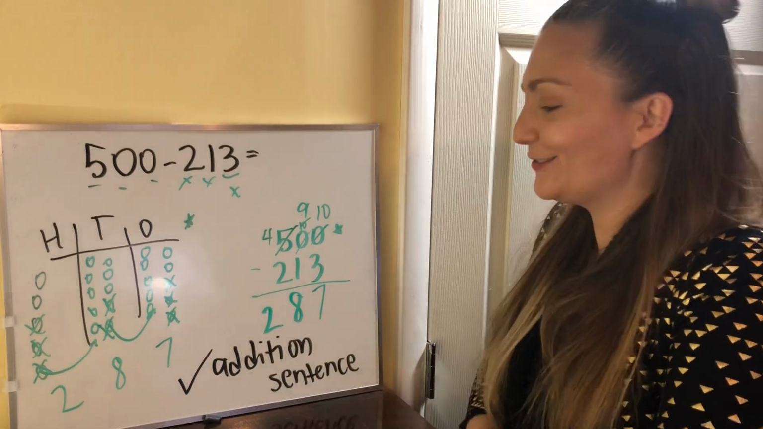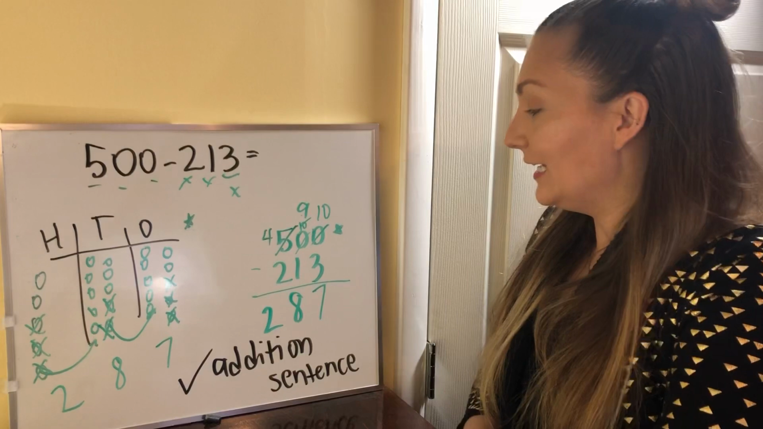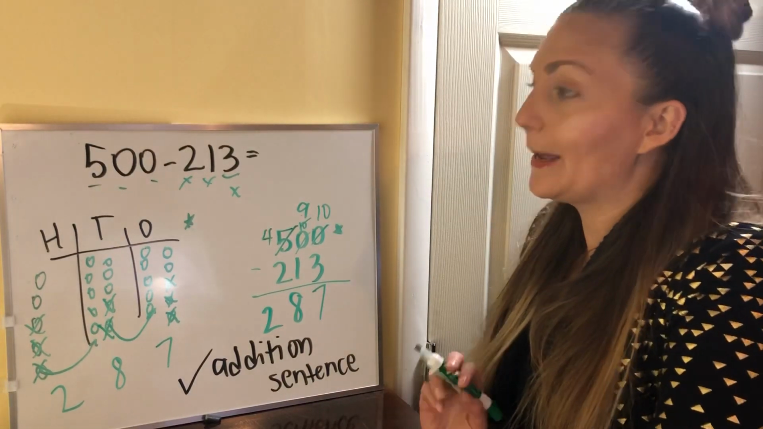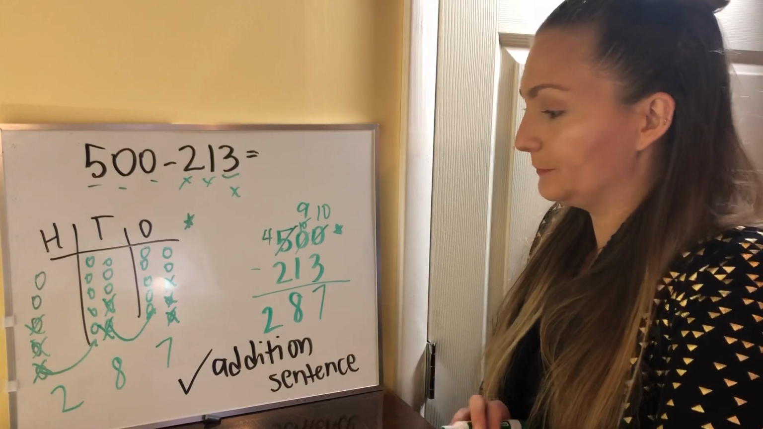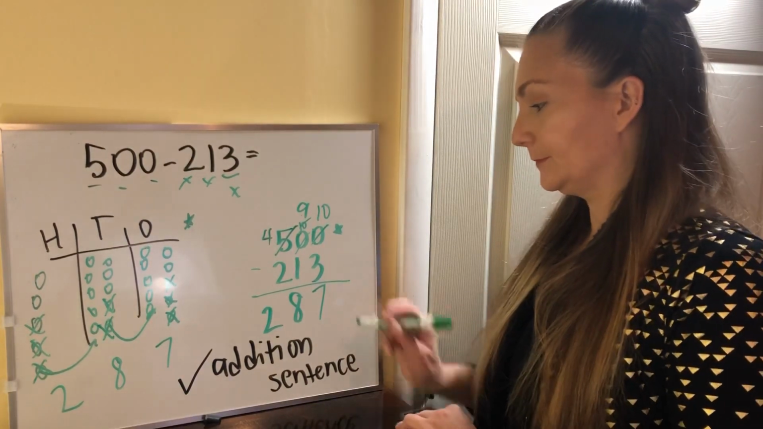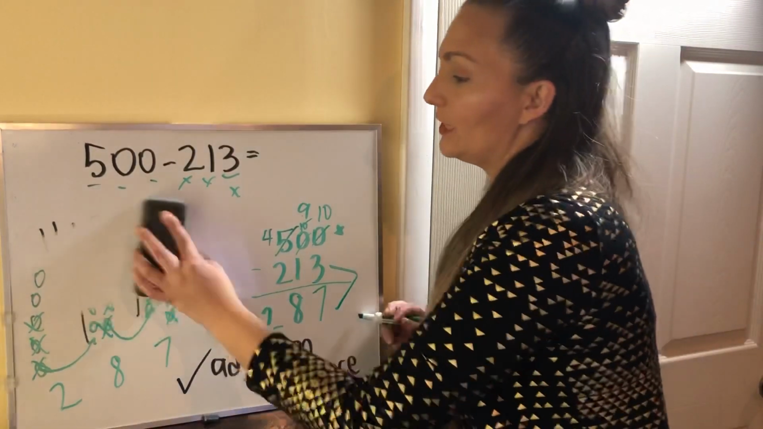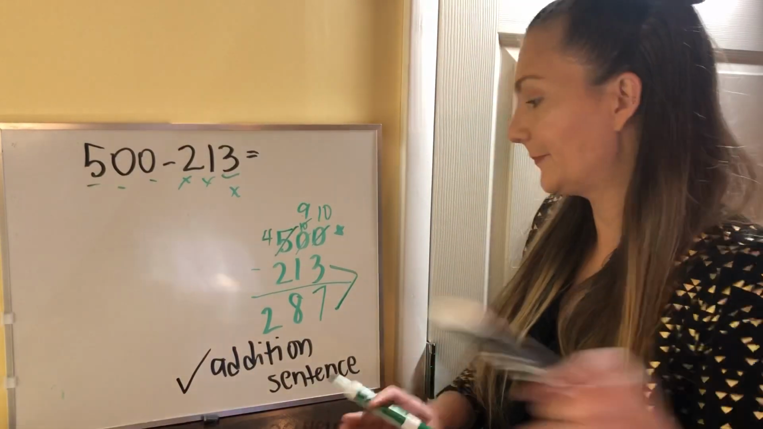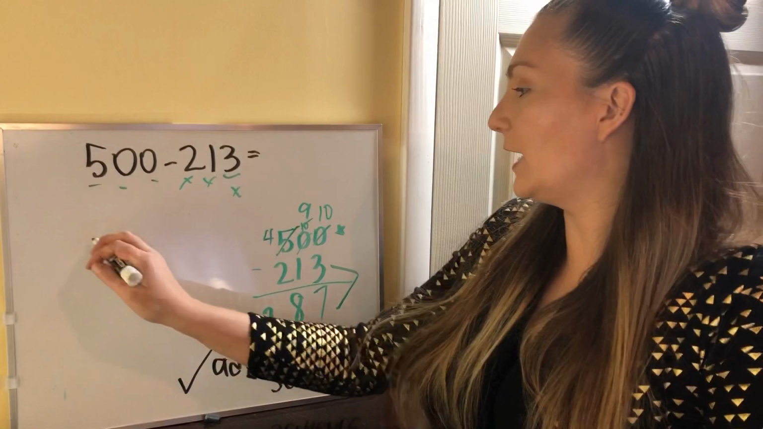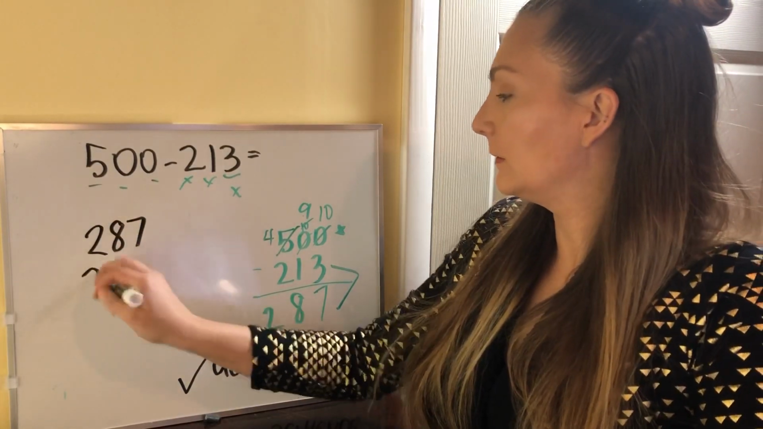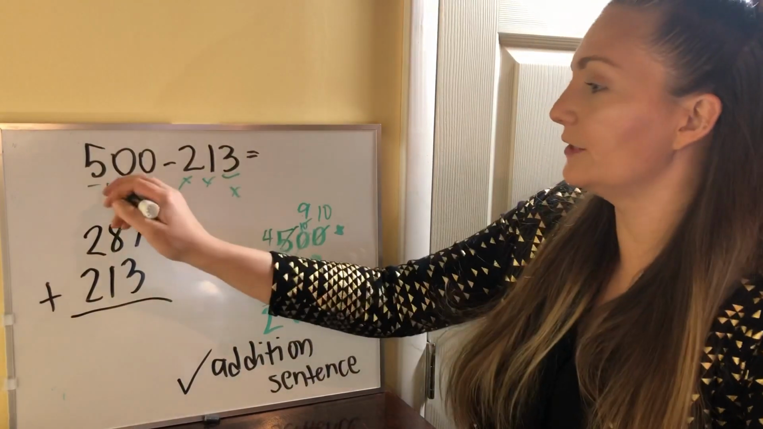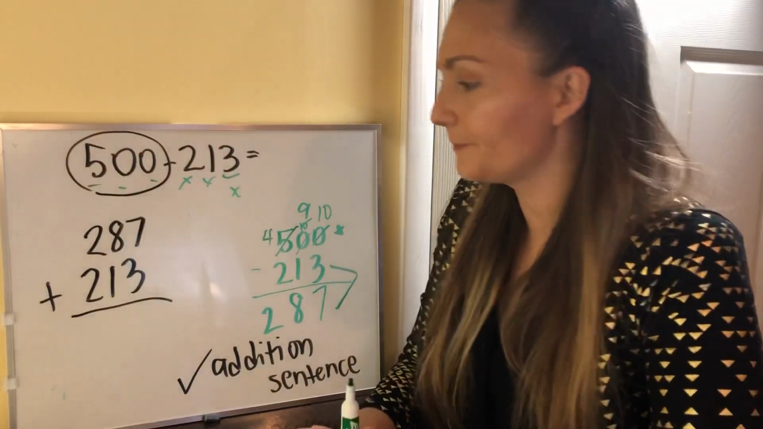Woohoo! I got the same answer twice. That always makes me so happy. Now I could check with an addition sentence. What would my addition sentence be if I were going to check it? If you said those two numbers, yes. We're going to add these two guys, the two parts, to see if they add up to our total. And here's our total. See if it adds up to that.